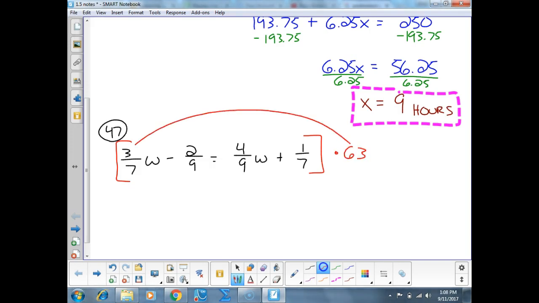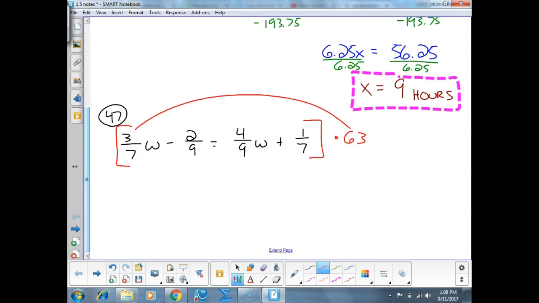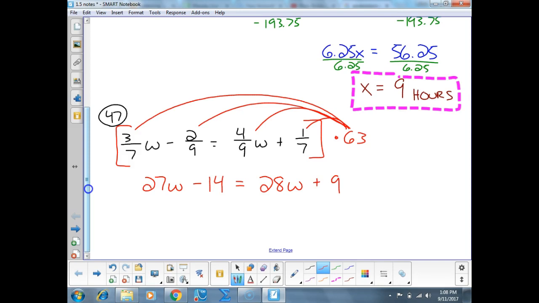So that one is going to be multiplied by 63. Now, what's 63 divided by 7? 9. And what's 9 times 3? 27, I like better. Then 63 has to be multiplied by that one. What's 63 divided by 9? 7, times 2 is 14. And then 63 is multiplied there. 7 times 4 is 28. And then 63 divided by 7 is 9.